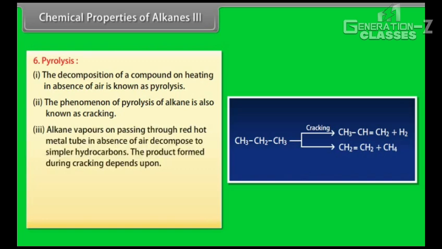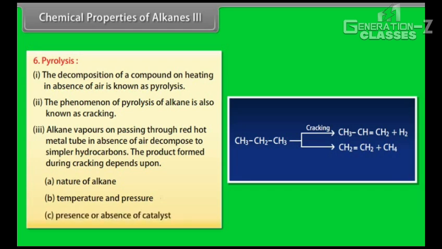Number 3. Alkane vapors, on passing through a red-hot metal tube in the absence of air, decompose to simpler hydrocarbons. The product formed during cracking depends upon: A. Nature of the alkane, B. Temperature and pressure, C. Presence or absence of a catalyst. Here is an example of cracking.